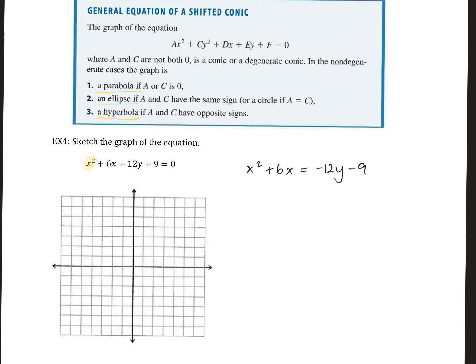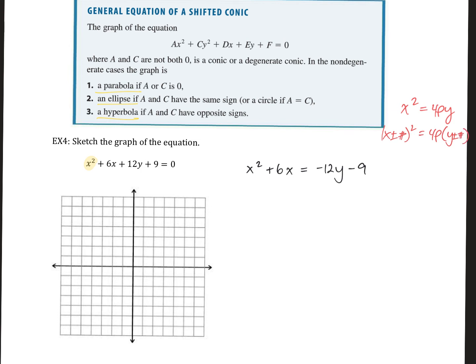Why? Because remember, the form for a parabola is x squared equals 4py, or some value squared, plus or minus that number. Oops, let me rewrite that. Or x plus or minus some number equals 4p and then y plus or minus some number. Okay, so we have to go ahead and complete the square.